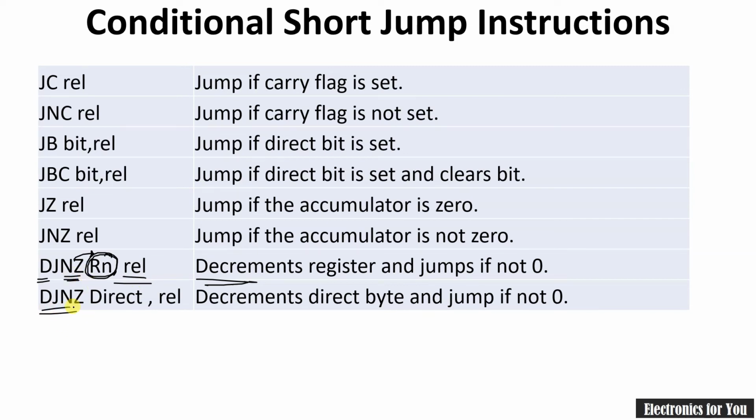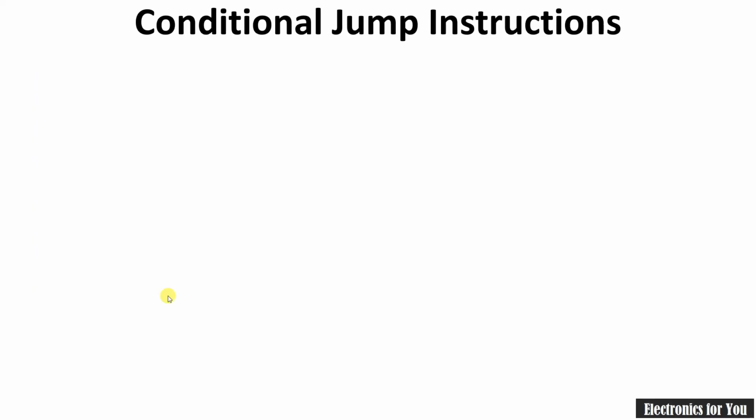Next is the DJNZ direct instruction. Here direct indicates the internal RAM location. Reduce this value by 1. If it is not equal to 0, then jump to the particular relative address indicated, otherwise program execution will continue as it is. So these are the different conditional jump instructions. All these are related to the relative address.